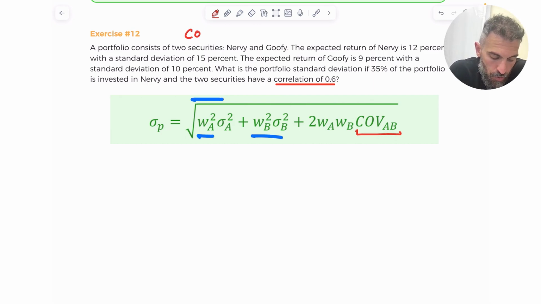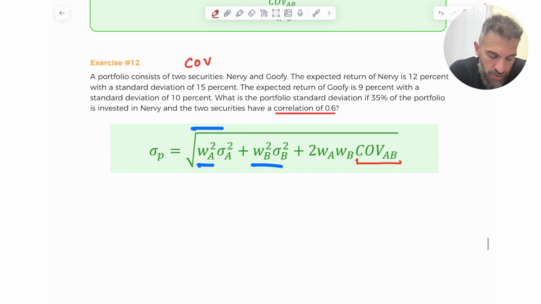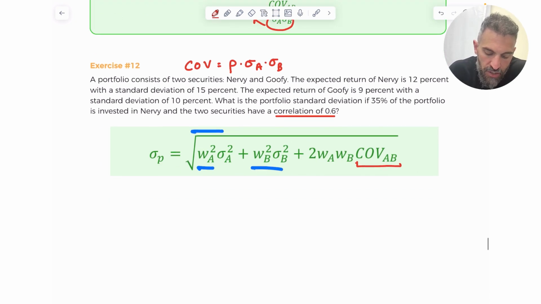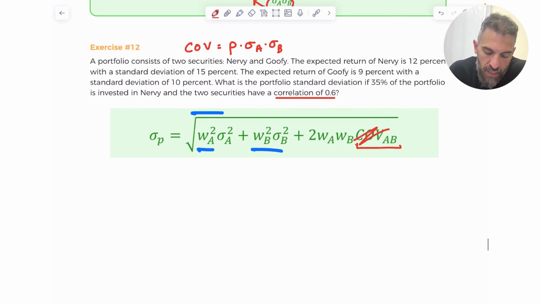But earlier we spoke about the covariance and we talked about how there was a formula, which is the correlation multiplied by the two standard deviations. And this is the same formula as the one right above, just rearranged, right? If I take this and cross multiply, I end up with the other one. So we could basically rewrite this formula by getting rid of the covariance and replacing it with the correlation times the two standard deviations, and it would mean the same thing. But if you're dealing with correlation, this is the approach you want to take.